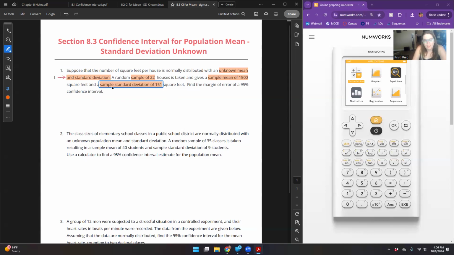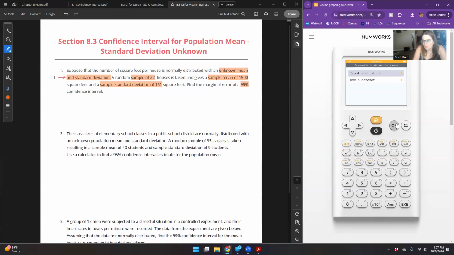Notice this time it says sample. In the last video, it said population, because we knew the population standard deviation. So expect to see an s rather than a sigma. For this one, we're going to find the margin of error for a 95% confidence interval. So going back over here, we go to inference, intervals, because we're talking about confidence intervals. Mean, we haven't left mean yet. This time we're going to do the t interval. We're doing intervals with t-scores.